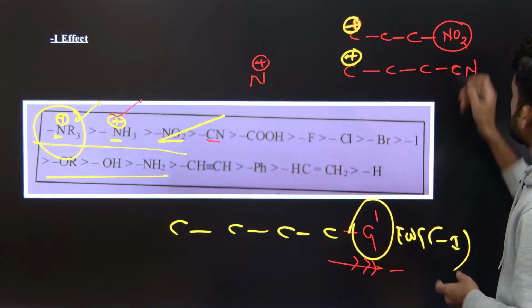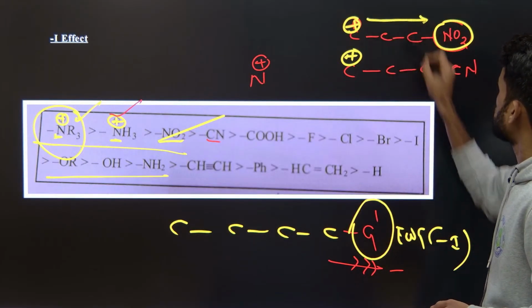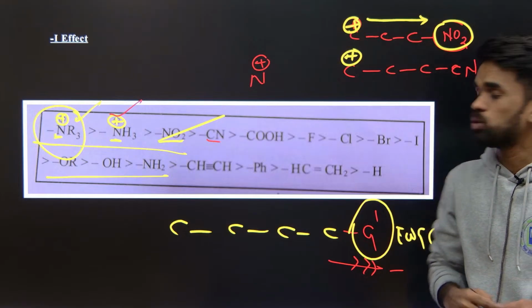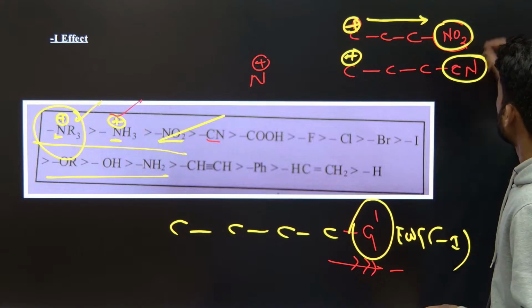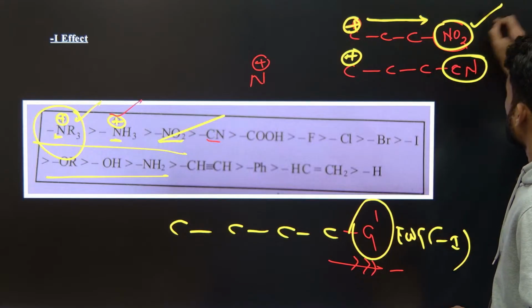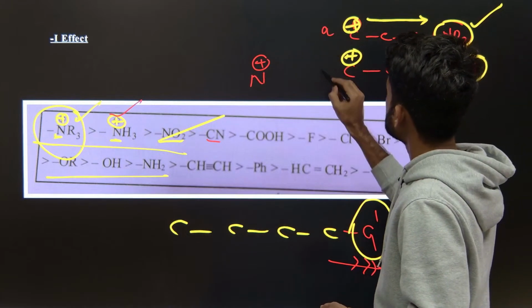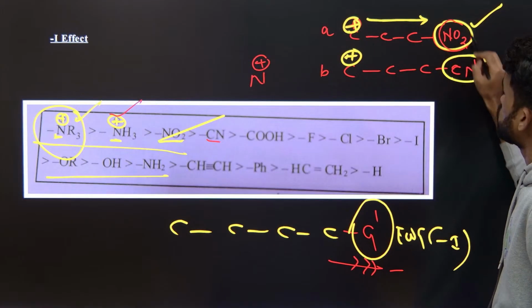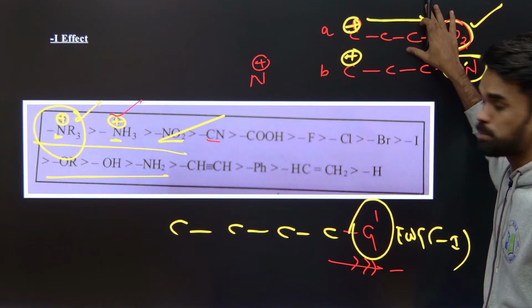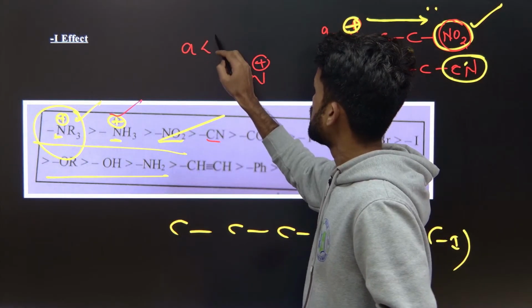Right now, if this is a stronger -I group, what it will do, it withdraws the electrons towards itself more effectively when I compare with this cyanide. Therefore, what happens here, it will be destabilized more when I compare with the cyanide. Okay, so out of this A and B, which is more stable now, see, it is more destabilized by this NO2 group, therefore it will be less stable when I compare with B. So I can say A is less stable than B.